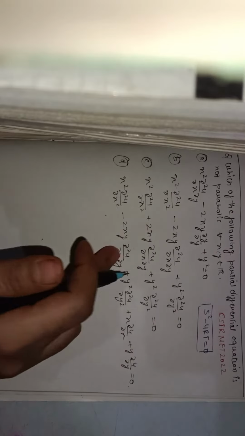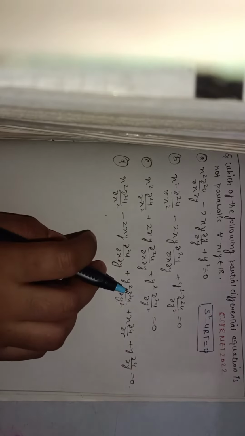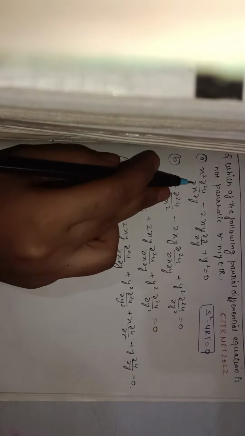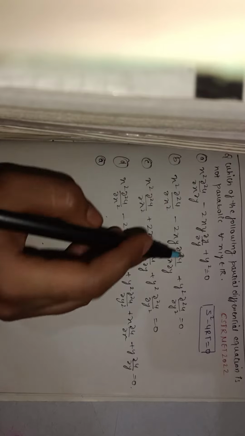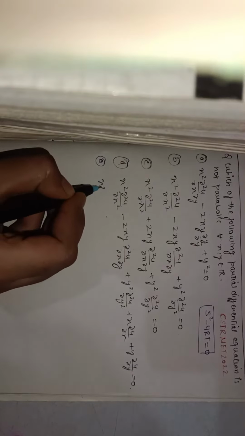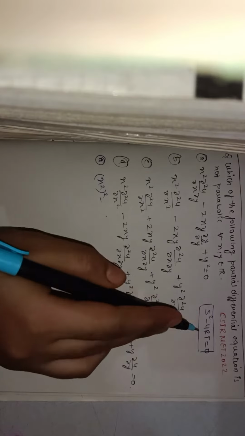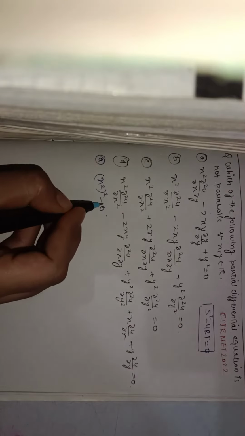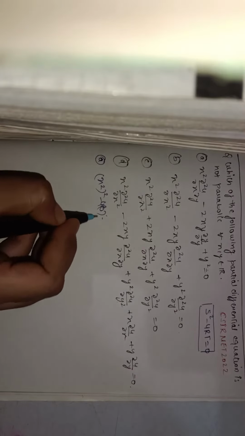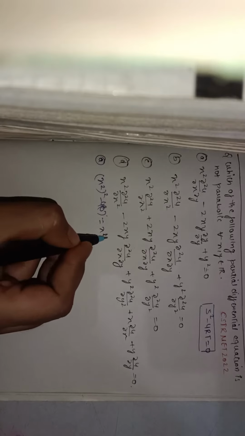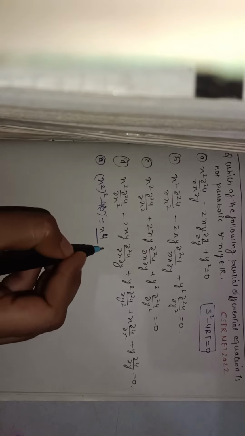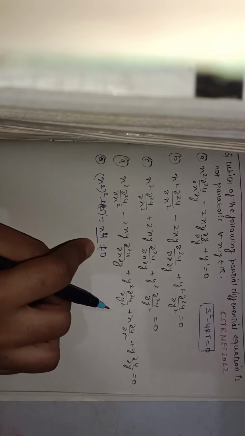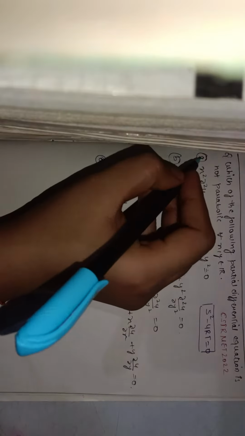Now we will check the condition in each option and see which is parabolic or which is not. So taking the first option, option A, here s square is x square minus 4rt. Here r is equal to 0 and t is equal to 0. So 4 times 0, which is equal to x square, x to the power 4, which is not equal to 0 for all values of x. So this is not parabolic. So option A is correct.